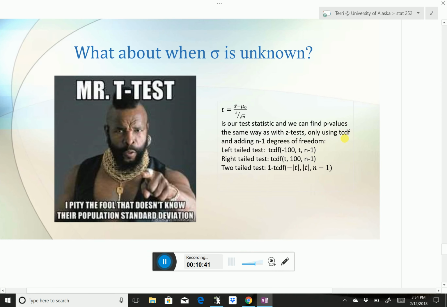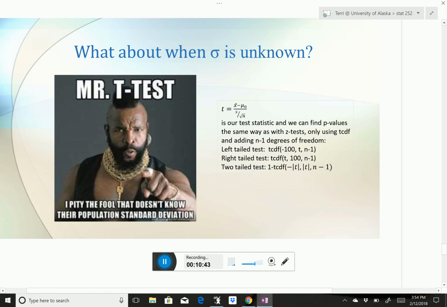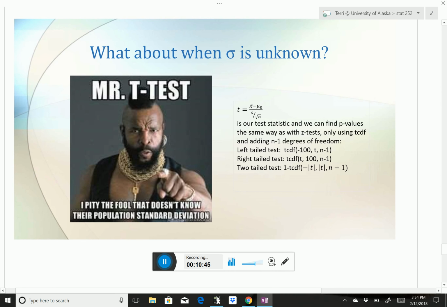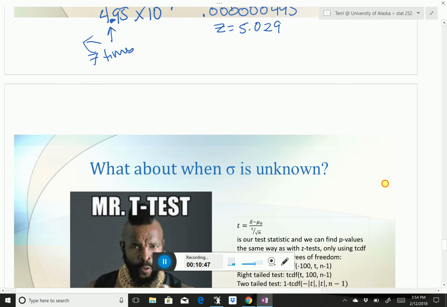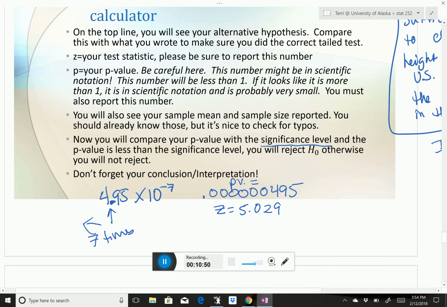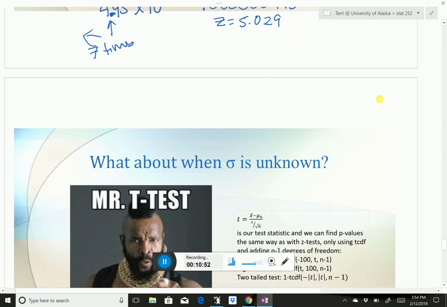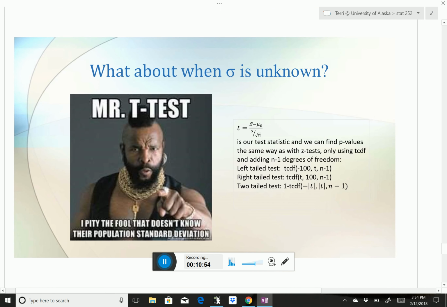So next time we'll talk a little bit about when sigma is unknown. We're going to do lots and lots of practice of these that we just did, and then we'll talk about what happens when sigma is unknown, which is much, much more likely. So that's my preview for the next one.